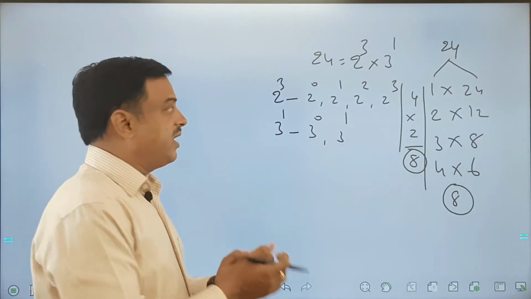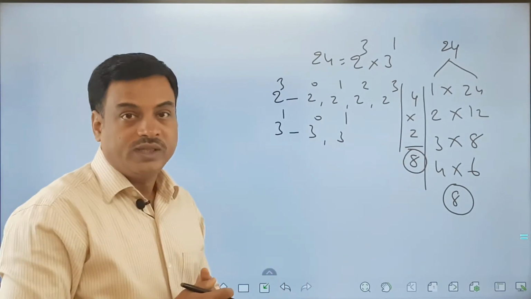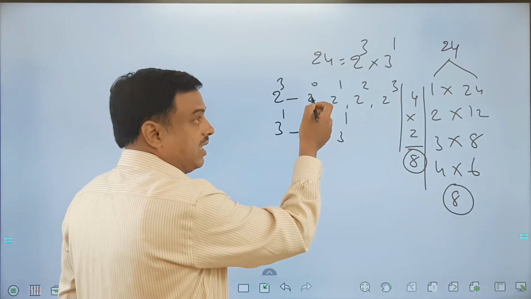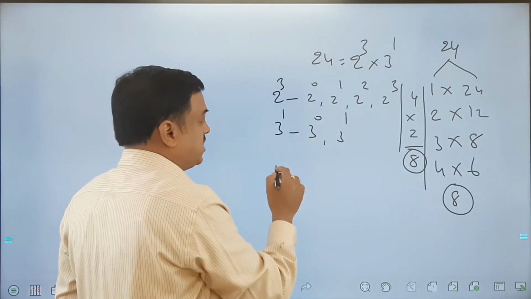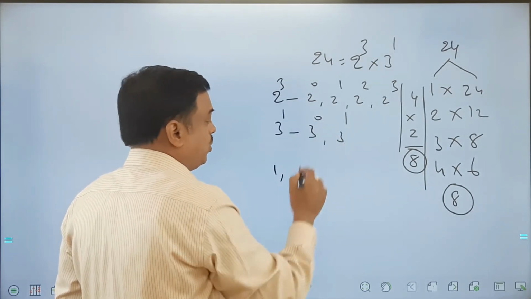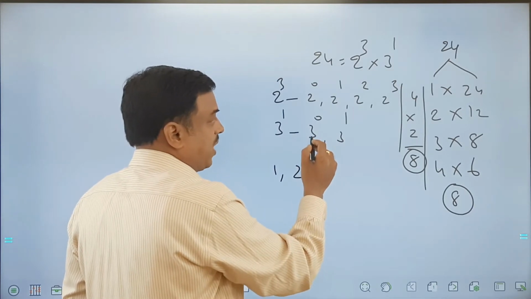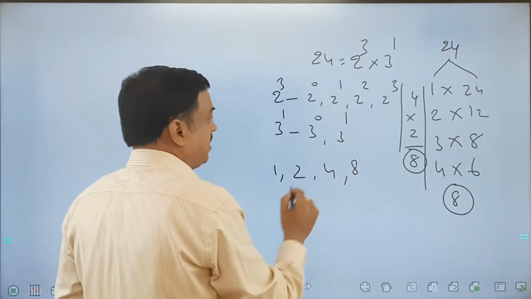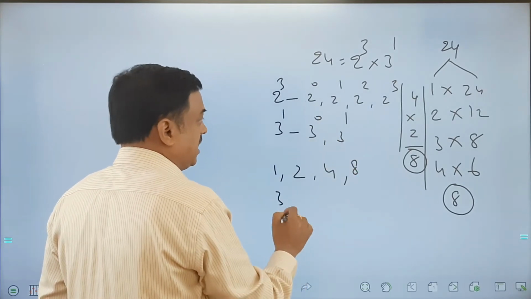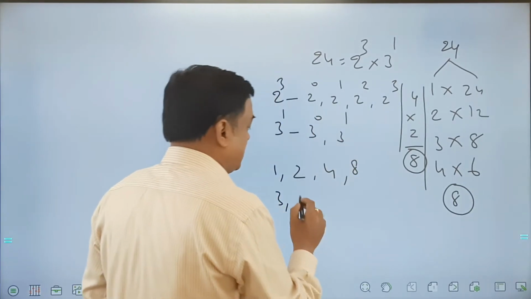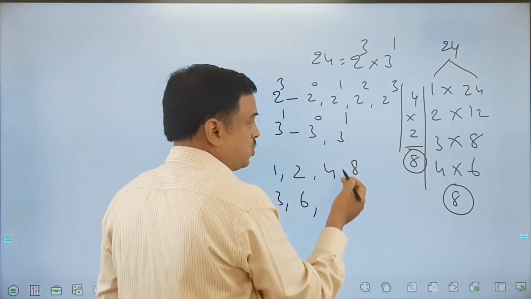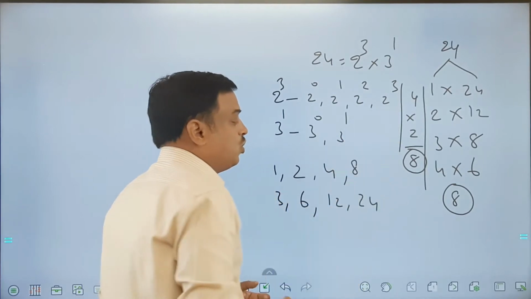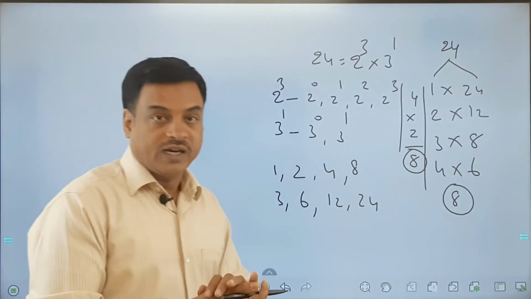And what are these 8 factors? We can see the list of 8 factors. How to get them? 3 power 0 into 2 power 0, that is 1 into 1, is 1. Then 3 power 0 into 2 is 2. 3 power 0, that is 1, into 4 is 4. 1 into 8 is 8. Then 3 power 1 into 1 is 3. 3 power 1 into 2 power 1 is 6. 3 power 1 into 2 square is 12. And finally 3 power 1 into 2 cube is 24. These are the list of factors.